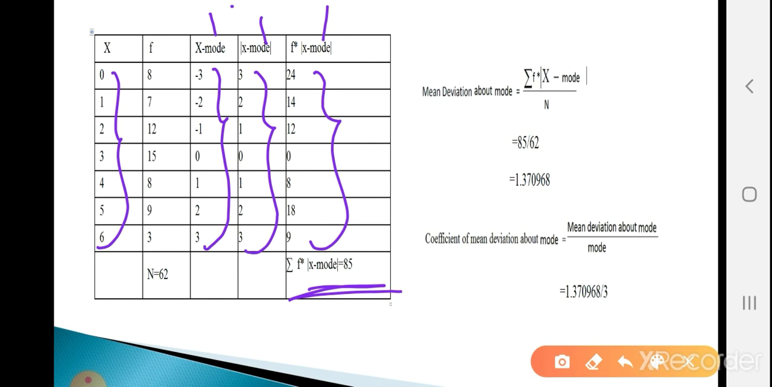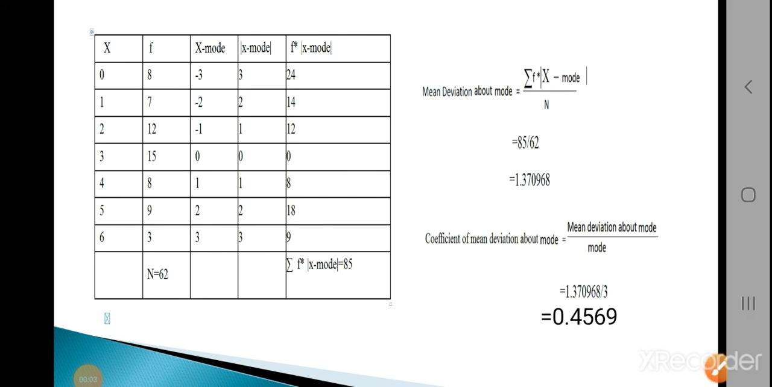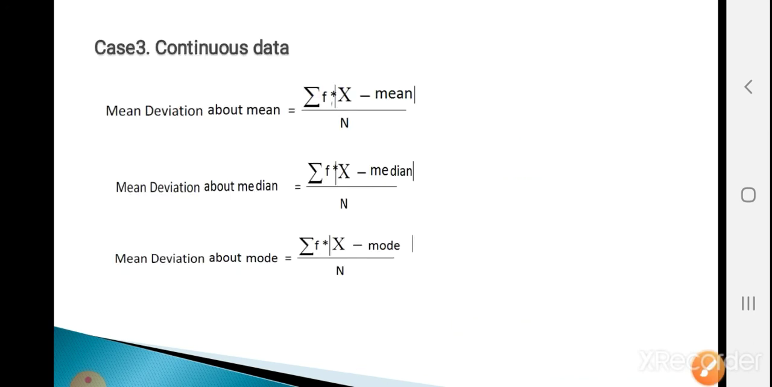Now just plug the values, summation f into mod of x minus mode equal to 85 and capital N equal to 62, in the formula. So the mean deviation about mode is equal to 85 divided by 62. So the value is 1.370968. The coefficient of mean deviation about mode formula is mean deviation about mode divided by mode. So 1.370968 divided by 3, so the answer of the coefficient of mean deviation about mode is 0.4569.